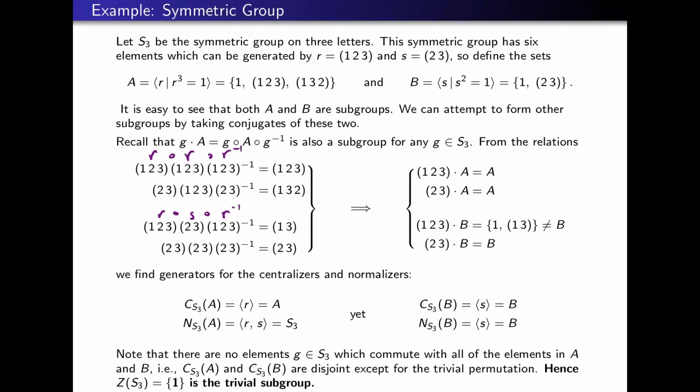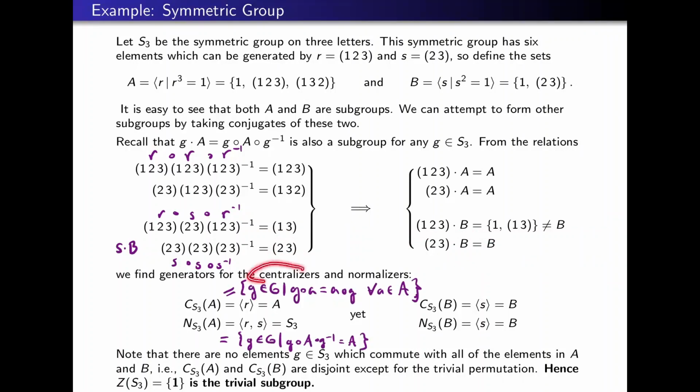However, had we done s dot B, then we would have s circle s circle s inverse here. When we do this, we're just going to get back (2 3). So we will get that (2 3) dot B is in fact equal to B.